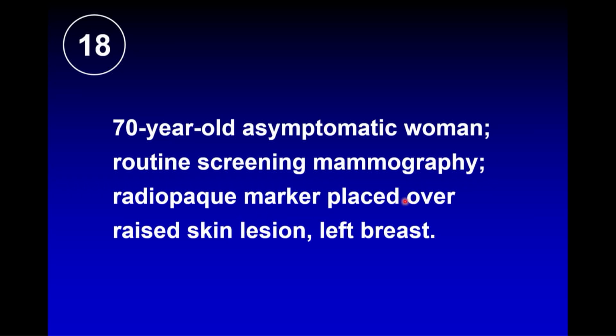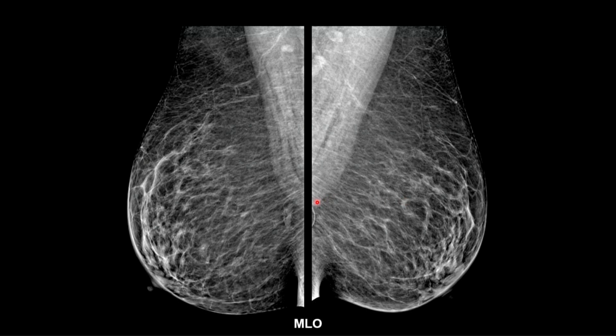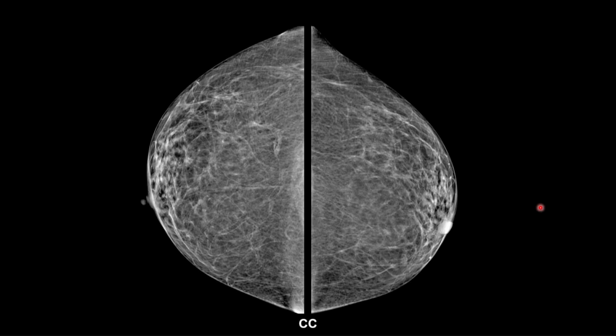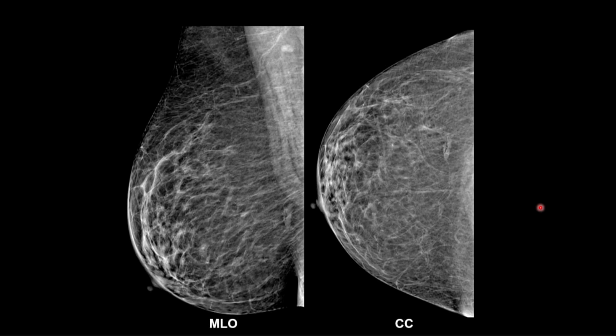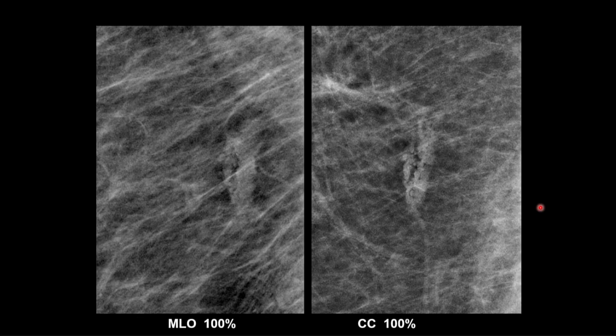That's a radiopaque marker placed over a skin lesion. It just got partially included in the image field. We'll come back and talk about that in a few seconds. There's a finding here. When you look at this finding up close, it's irregular, and it has this bizarre dark area in the middle. That looks like air.